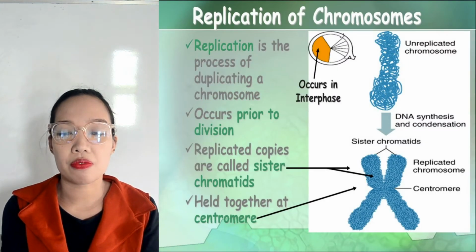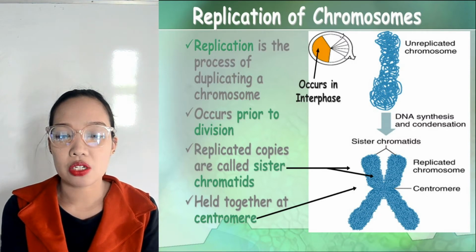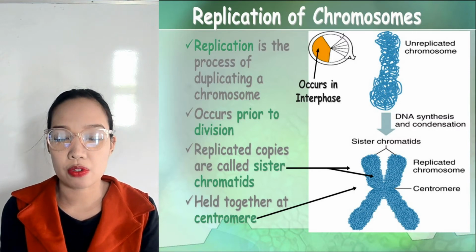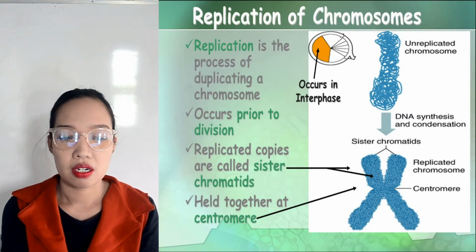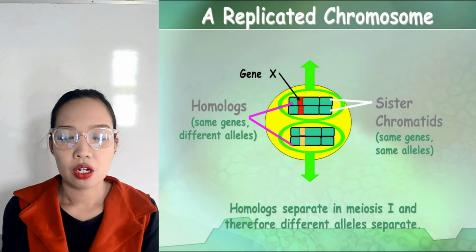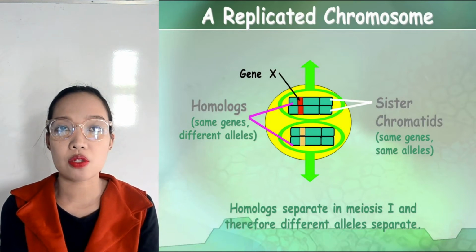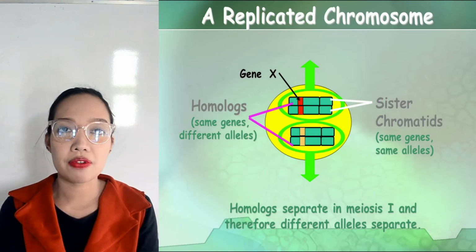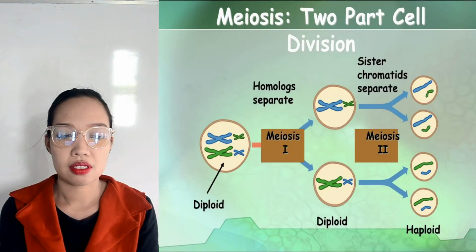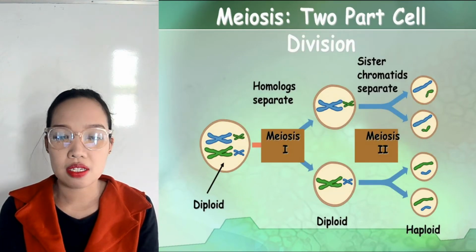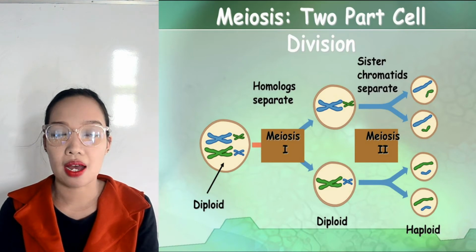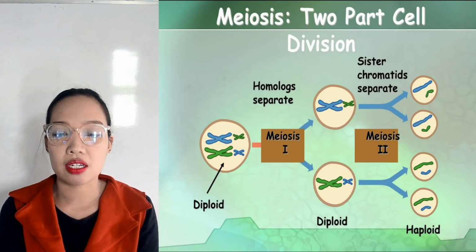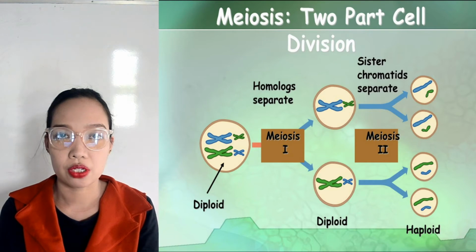In the replication of chromosomes, replication is the process of duplicating a chromosome. It occurs prior to division. Replicated copies are called sister chromatids and are held together at the centromere. Homologs separate in meiosis I and therefore different alleles separate. Meiosis must reduce the chromosome number by half, and fertilization then restores the 2n number.